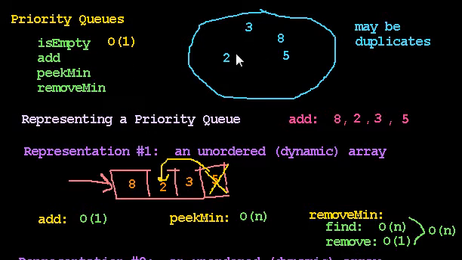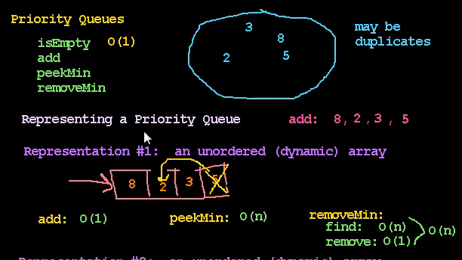So here was an example where we added the values 8, 2, 3, and 5, and we said there could be duplicates, but there aren't in my example. And from the outside, we're not going to worry about what order they are stored in, as long as we can find out what the minimum is and remove it, and add to it, of course, again.